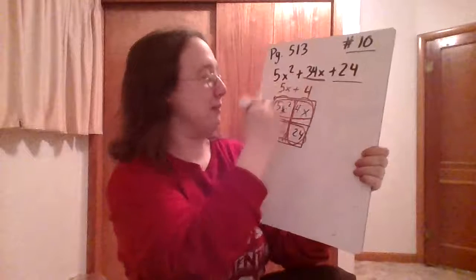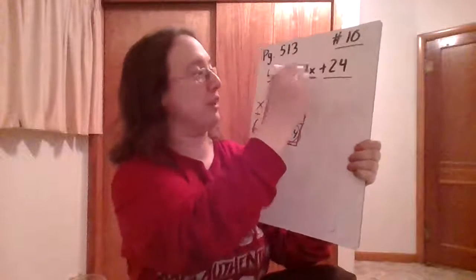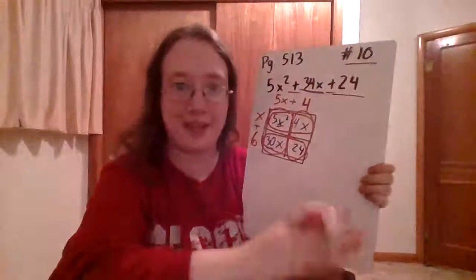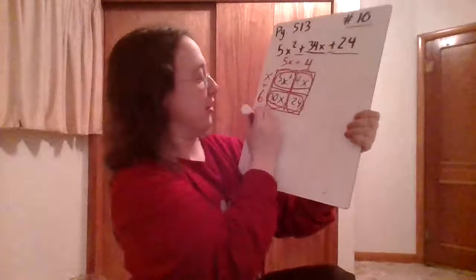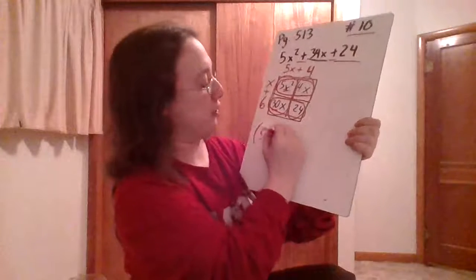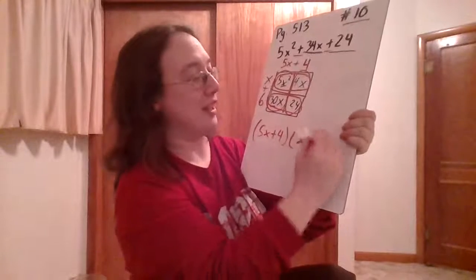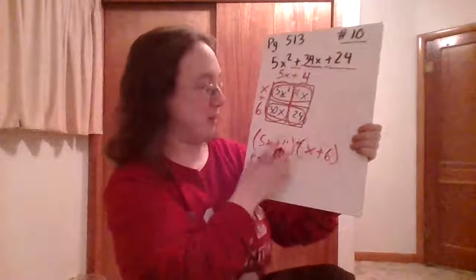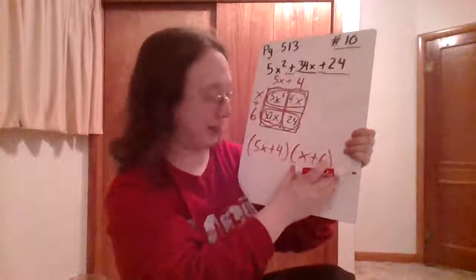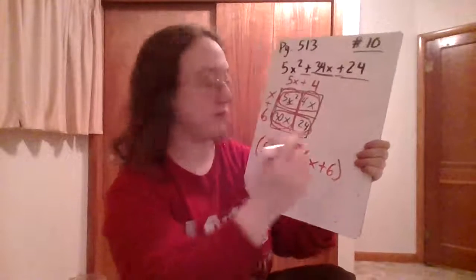And then if there's not a minus hanging out, because we said we had a plus here and a plus here, anytime you have a plus and a plus, you're going to have 2 pluses. So we've got a 5x plus 4, and we've got an x plus 6. And again, order doesn't matter, so that could either be a 5x plus 4 and an x plus 6, or an x plus 6 and a 5x plus 4. Either one.